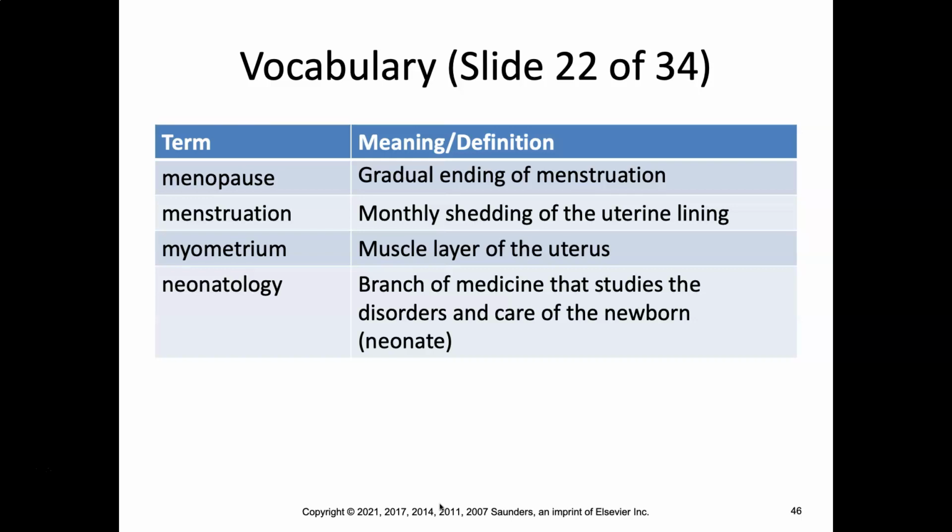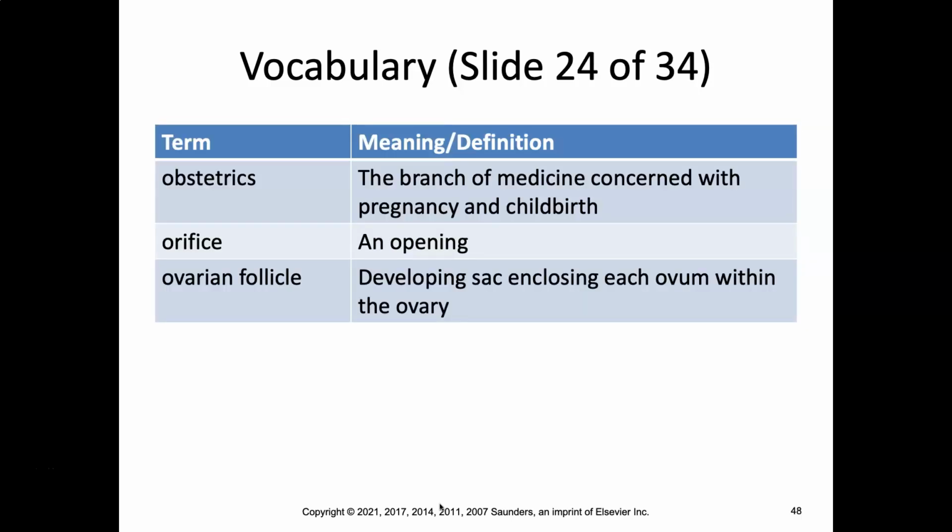And you notice a few slides back there was gynecology, and now you have neonatology. There's also obstetrics. That's probably on the next slide. Those are all different types of medicine. There are some pediatricians that neonatology is a field in and of itself, although those physicians can also treat children.